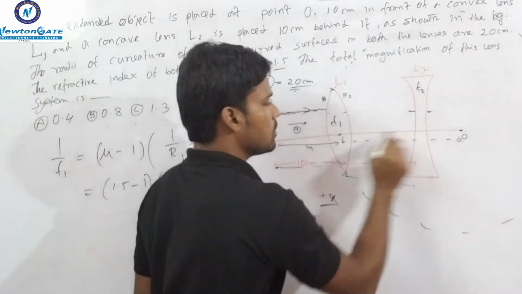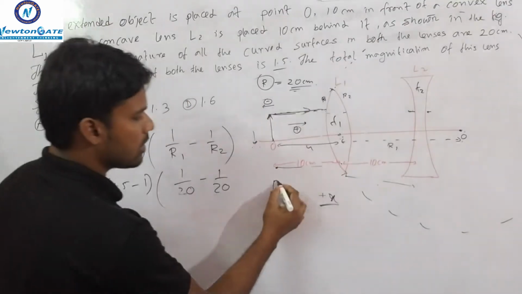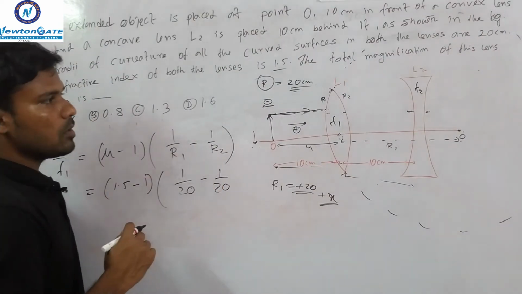So this length, from this center point to this point, is r1. So r1 should be positive. So r1 is plus 20, right? And what about r2?